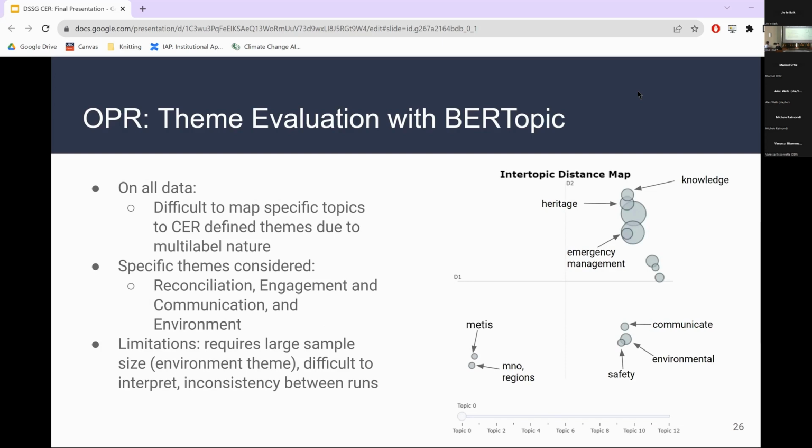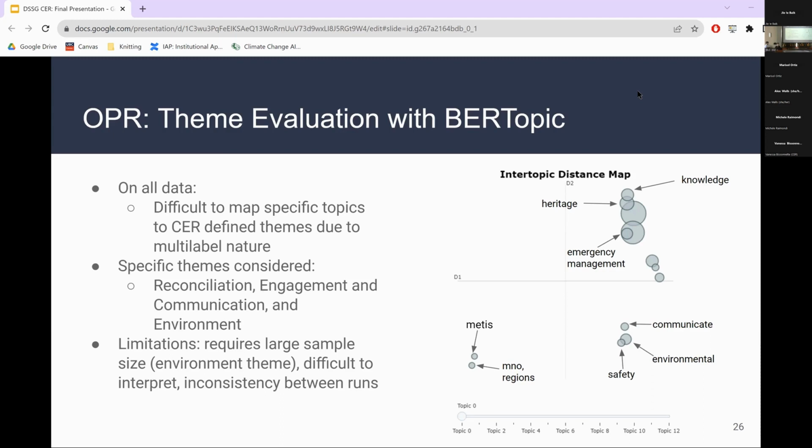Going more into that first point about potential new topics, first we looked at all of the data. Doing this, we realized it was really difficult to map specific themes created by BERTopic to CER defined themes. This is likely due to the multi-label nature of the problem. As Sebastian mentioned at the beginning, our documents had an average of 4 labels per document, and BERTopic can only put any given document in a single theme. So we noticed there was a lot of overlap in keywords. Maybe a document would have keywords that looked like it corresponded to 2 or 3 of the specific CER themes, but it was difficult to parse out any relationships past that.